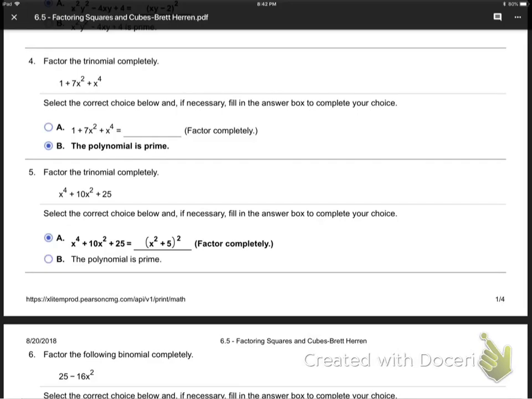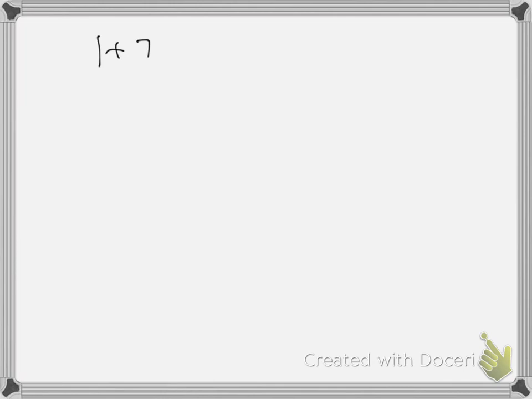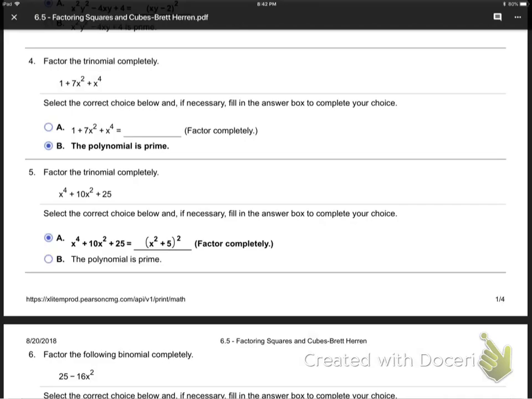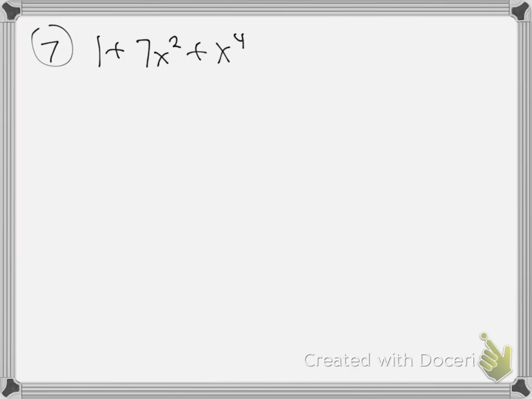Okay, 1 plus 7x squared plus x to the 4th. 1 plus 7x squared plus x to the... Is that number 7? No, it's number 4. Okay. Let's try that one. If you could reorder that, huh? That's out of order. You want to go from highest power to lowest. So I'm going to go from highest power to lowest like that.